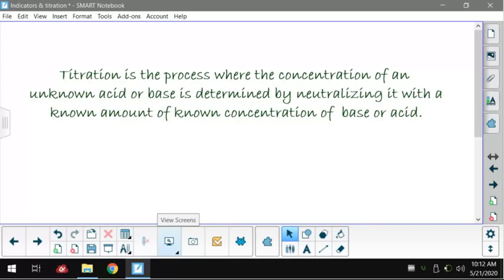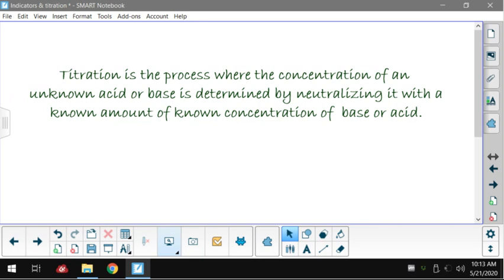All righty. So we're talking about titrations. A titration is a very specific kind of chemical procedure, and it's a process where we are neutralizing an acid with a base, or a base with an acid, if that makes sense. When you neutralize something, you cancel it out. So what we're doing here is an analytical process.